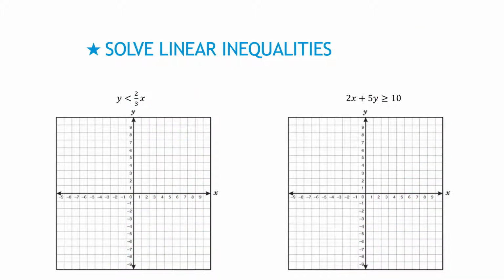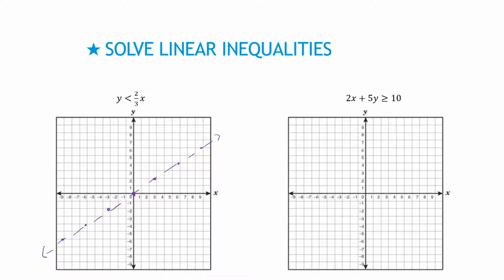Here are two guys for you to try on your own, so press pause, graph them both, make sure you choose the correct direction to shade, and then press play to see how you did. So for my first one, I am supposed to go through at 0, 0. My slope is 2/3, up 2 over 3, or down 2 to the left 3, and continue with that process. And this guy is not an or equal to, so it's dotted.